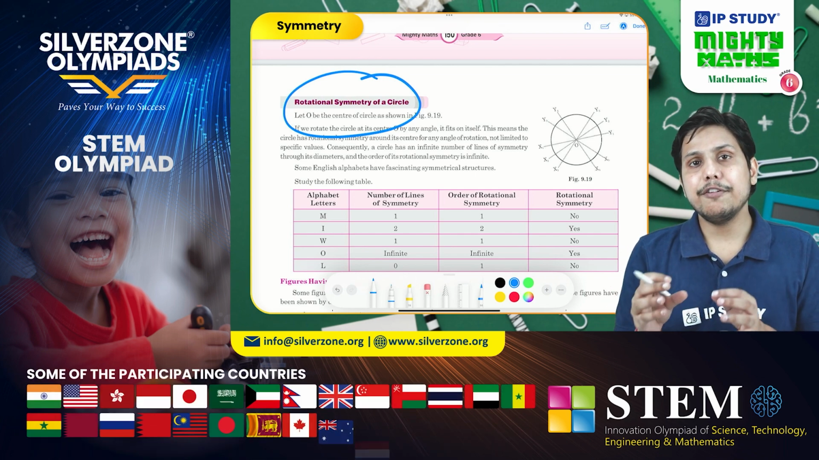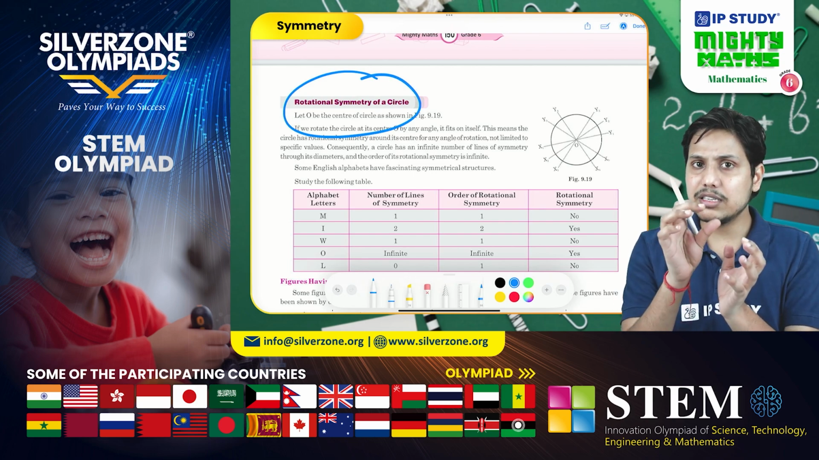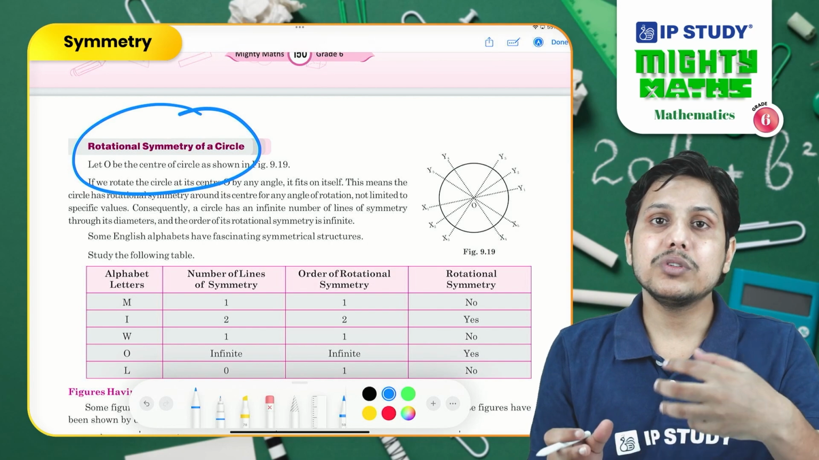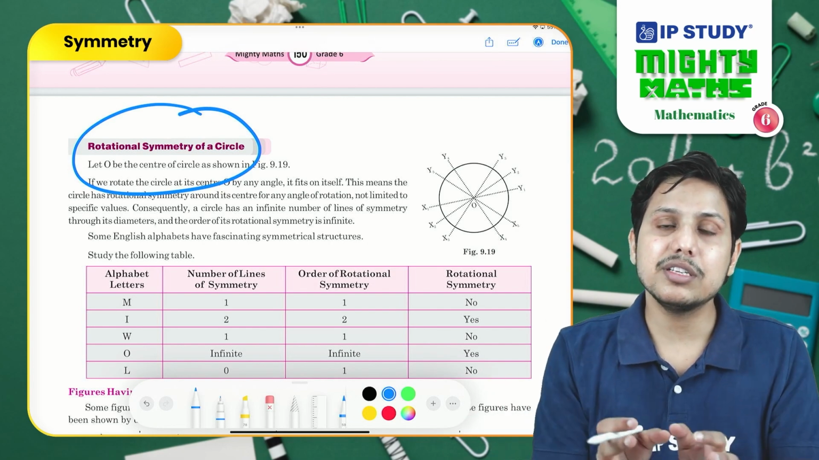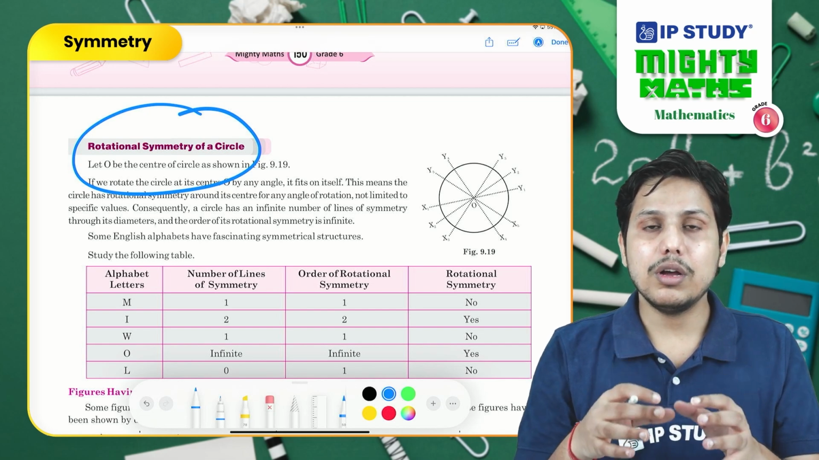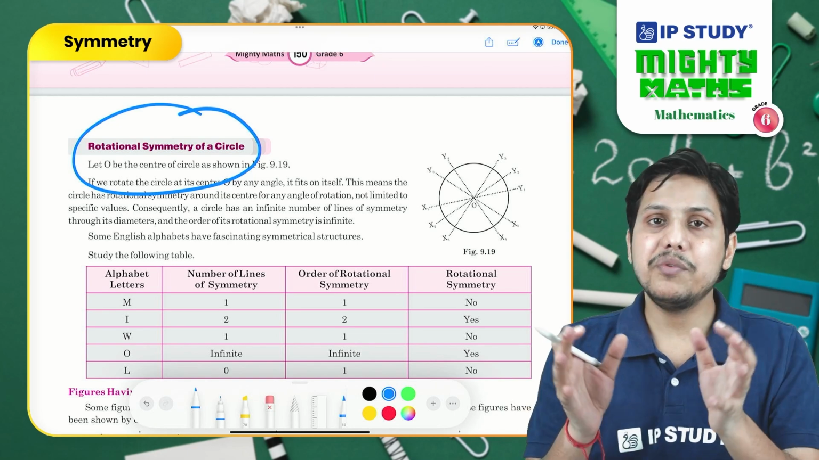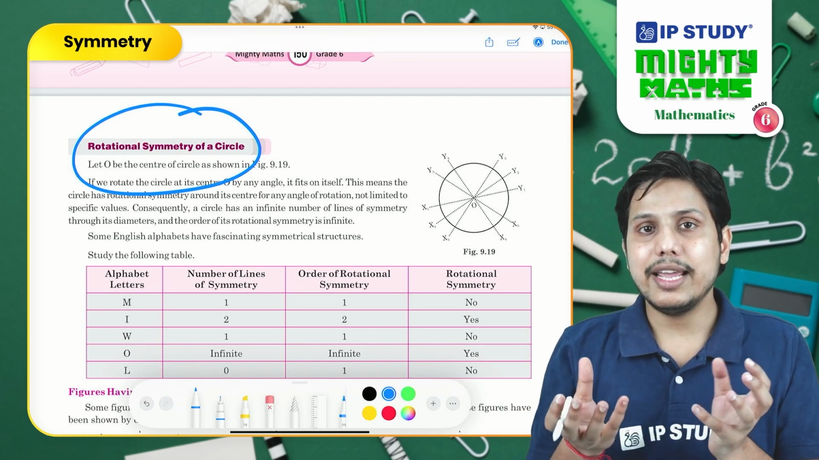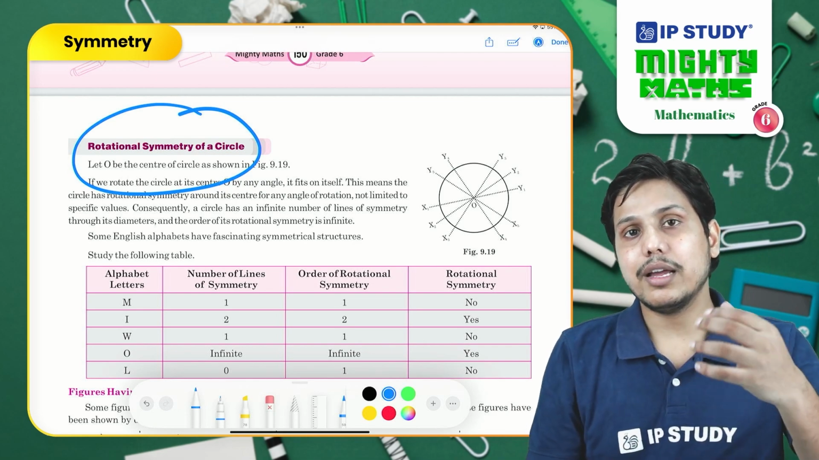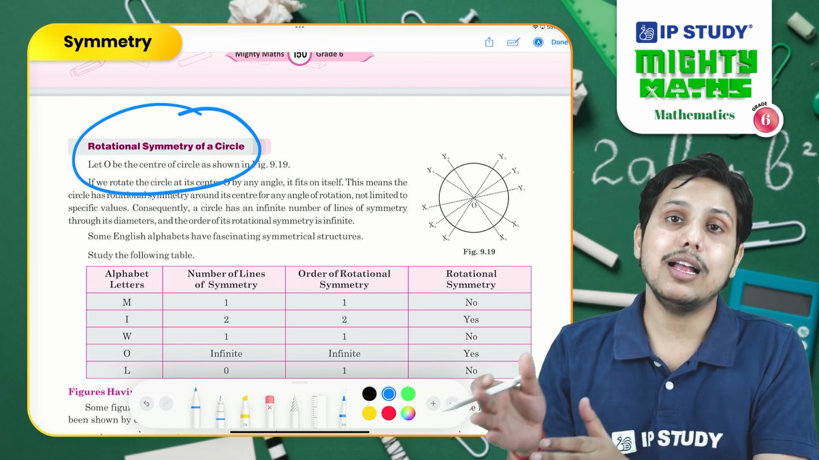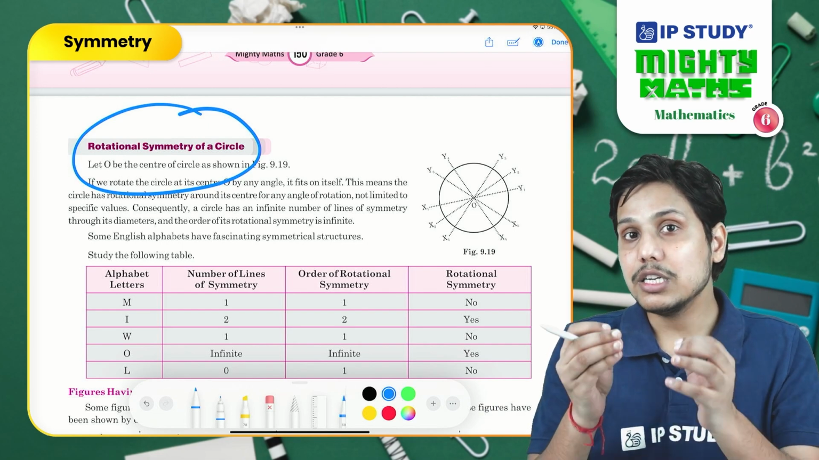So similarly, if we have a circle and we rotate it at even a slight angle, it will still look the same as a circle, because every point is at the same distance from the center. So for a slight rotation also, the figure will look exactly the same as at the start. So we can say that here the angle of rotation is infinite, because for any angle the circle has rotational symmetry, and the order of rotational symmetry is also infinite.